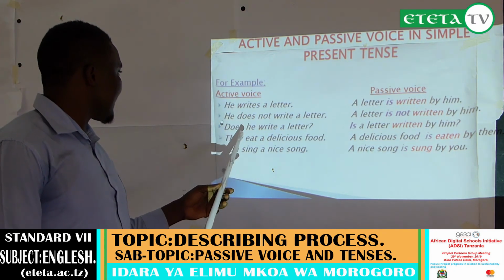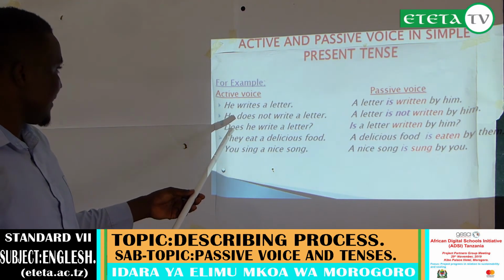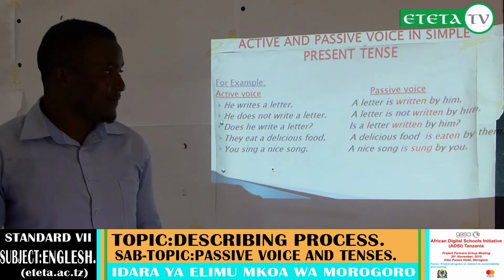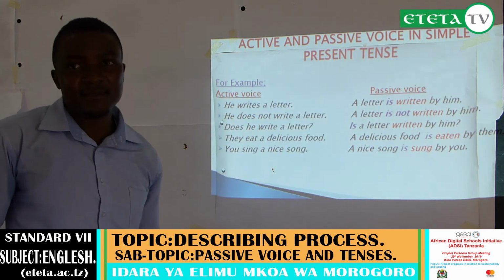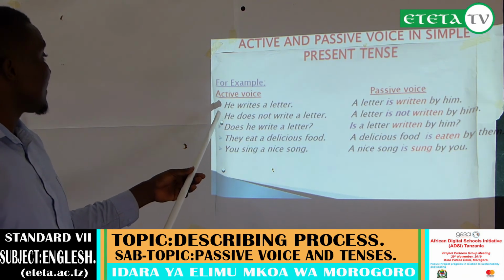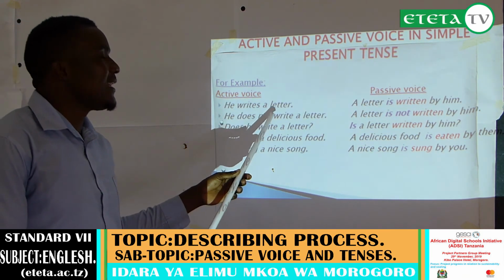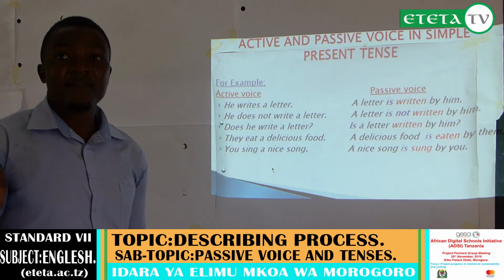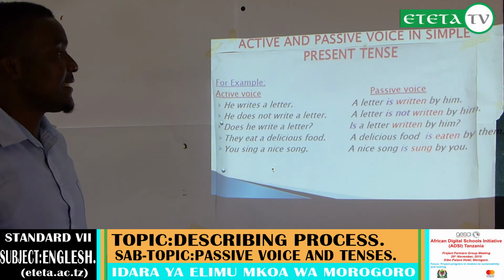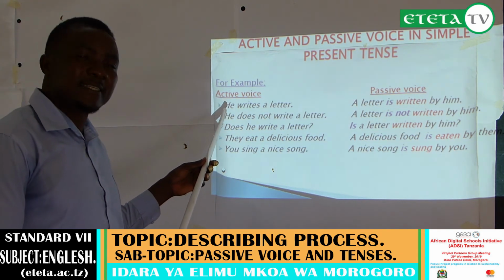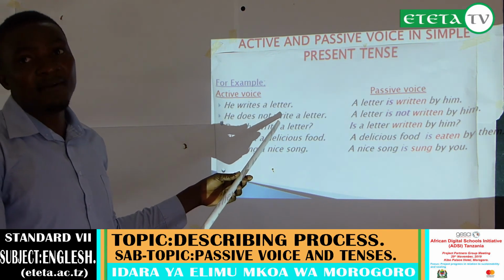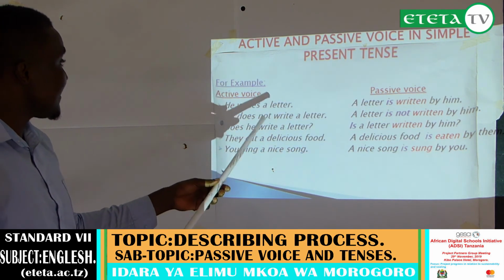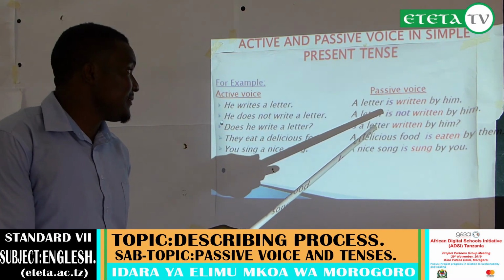Yes, we have sentences in active voice, but in simple present tense. We shall change them into passive voice. Let us start with sentence number 1: He writes a letter. Do you remember rule number 1? It is all about rearranging the components of the sentence. Of course, we have the subject, the verb, and an object, so it is ready to change.